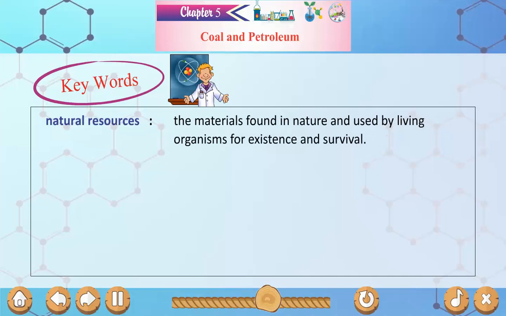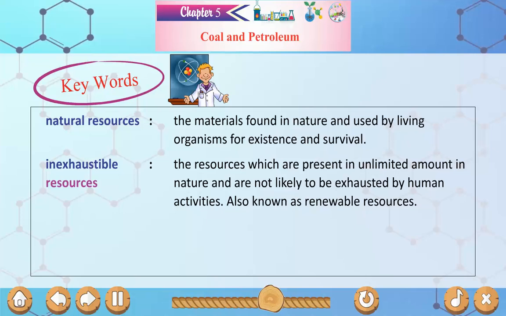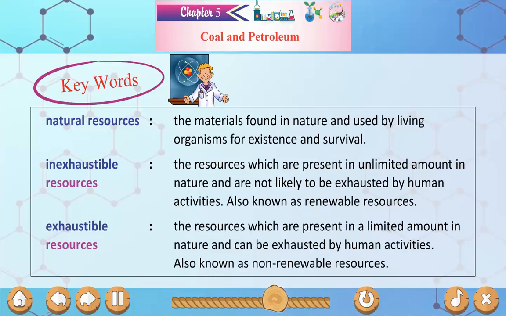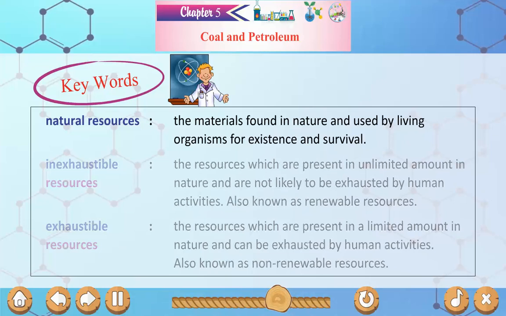Keywords. Natural resources: the materials found in nature and used by living organisms for existence and survival. Inexhaustible: the resources which are present in unlimited amount in nature and are not likely to be exhausted by human activities, also known as renewable resources. Exhaustible resources: the sources which are present in a limited amount in nature and can be exhausted by human activities, also known as non-renewable resources.